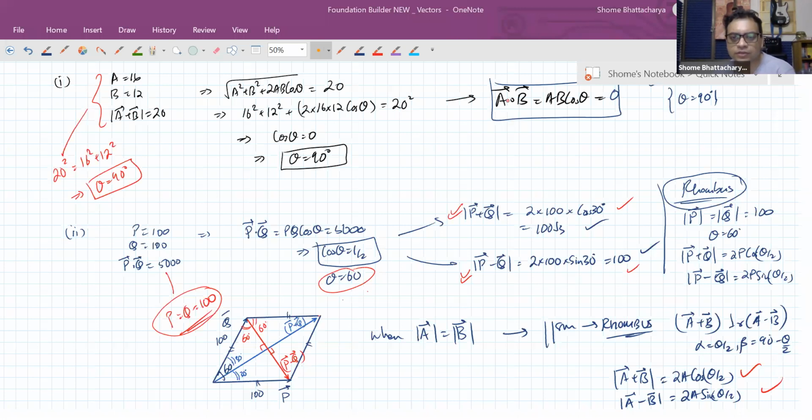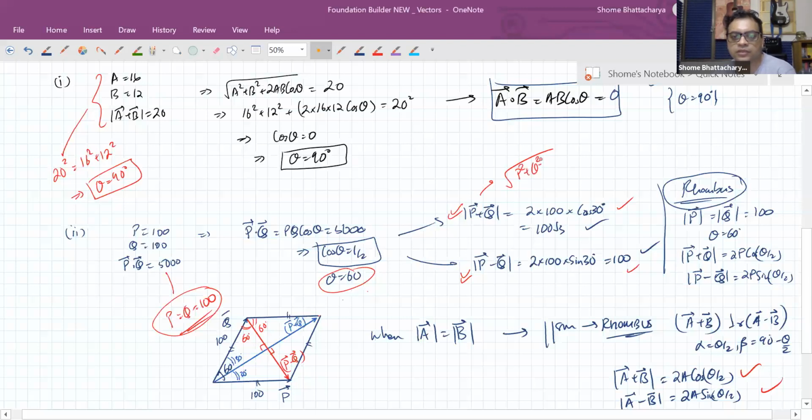Otherwise, you can always go back to the formula of triangle law. You can always apply this, that okay, this is equal to root of p square plus q square plus 2pq cos theta. But you don't need to use this lengthy formula here. It's not required because you can see it's the special case of the rhombus. In the special case, you should use the shortcut formula. It will always come to advantage.